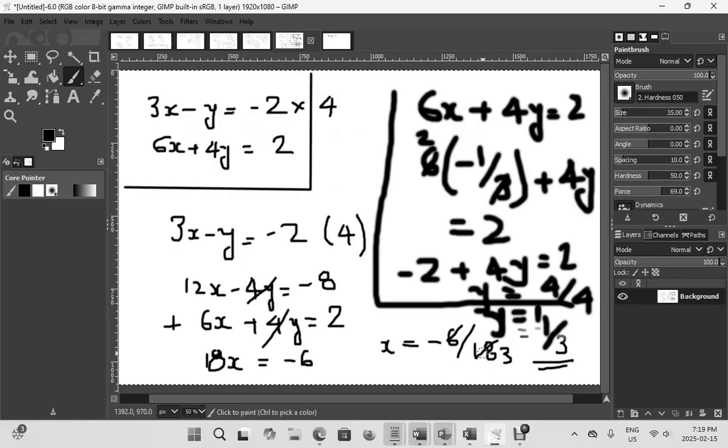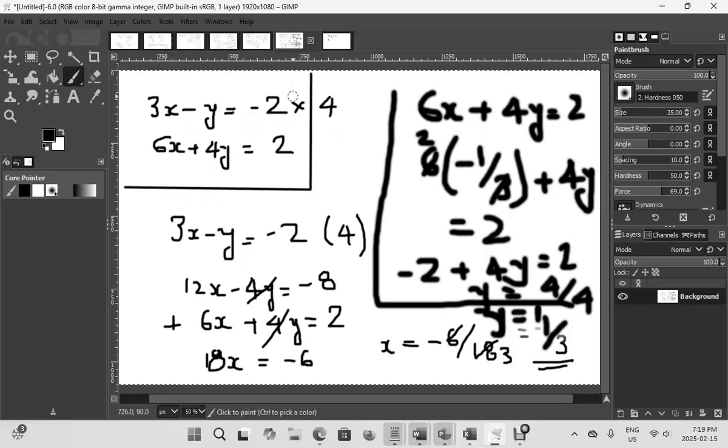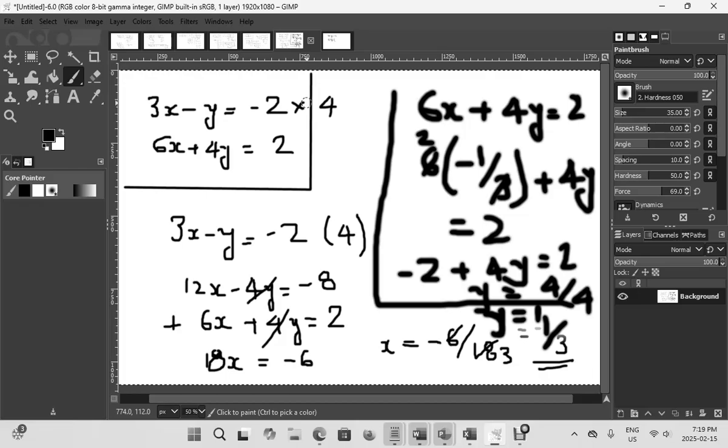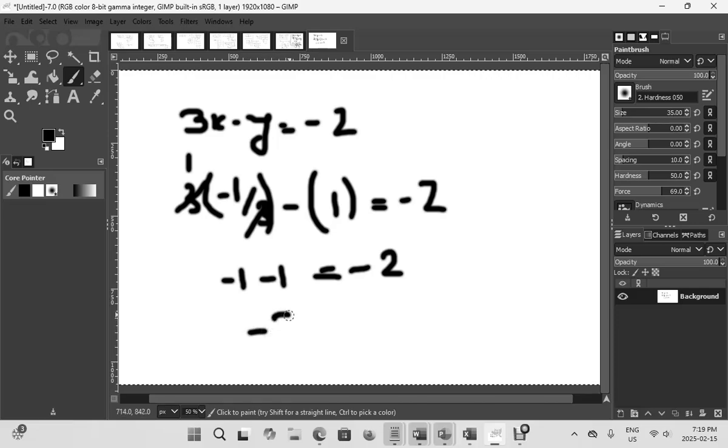So you sub in the value for x. This will be 3 into negative 1/3, minus y, which is 1. 3 goes into 3 once, so this will be negative 1 minus 1 equals negative 2, which means negative 2 equals negative 2.